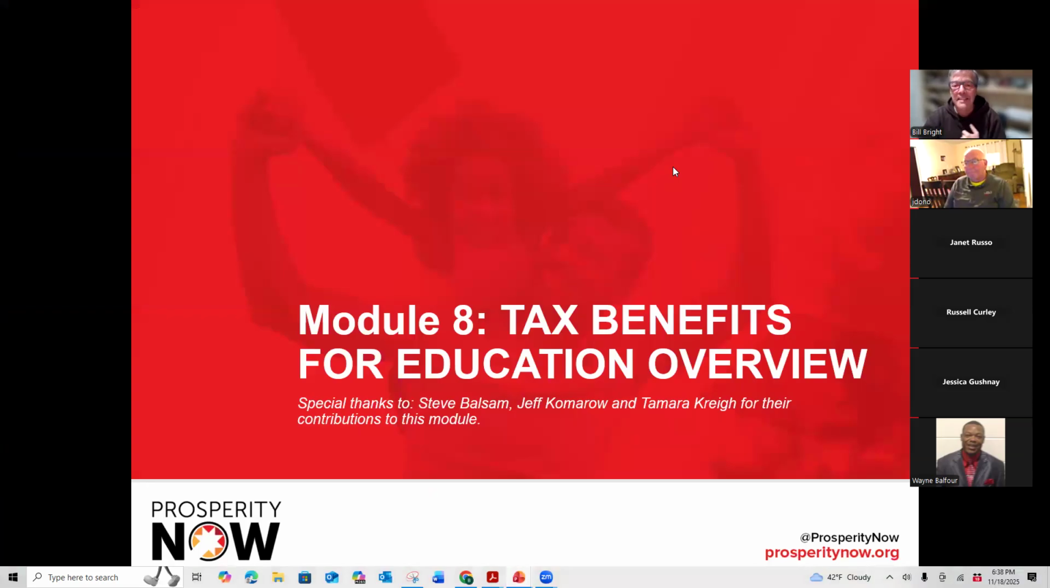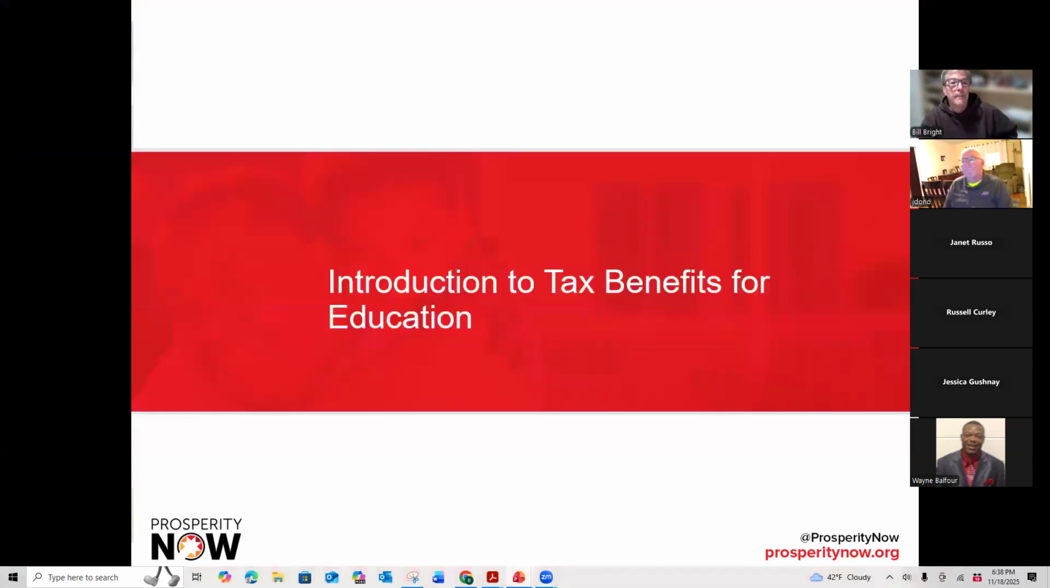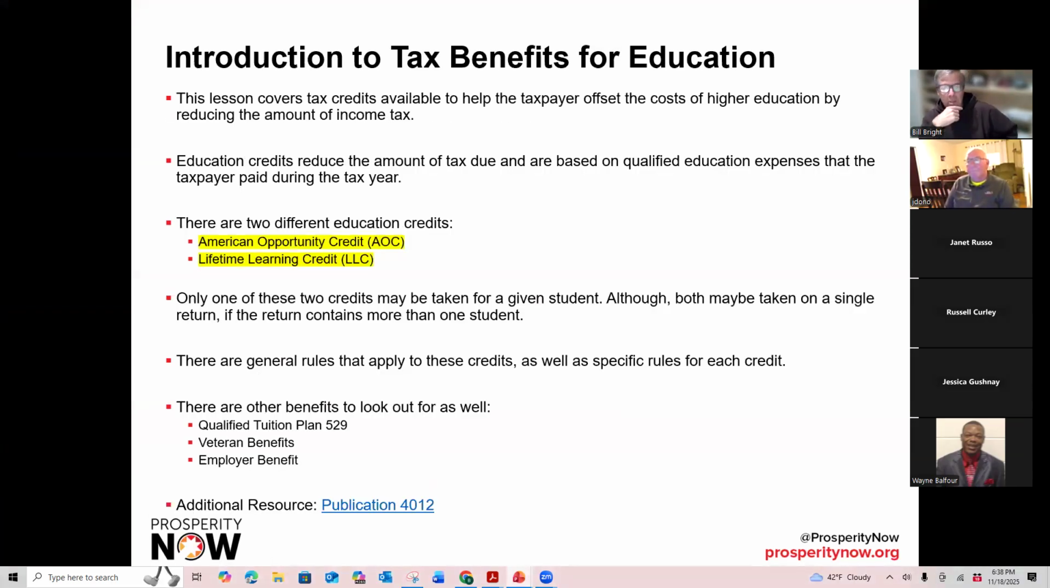Marching along here. Okay, this is the tax benefits for education, basically the American Opportunity Credit and the Lifetime Learning Credits. Those are the two that are going to be non-refundable credits. Well, the Lifetime Learning is non-refundable. American Opportunity is two parts, both non-refundable and refundable.